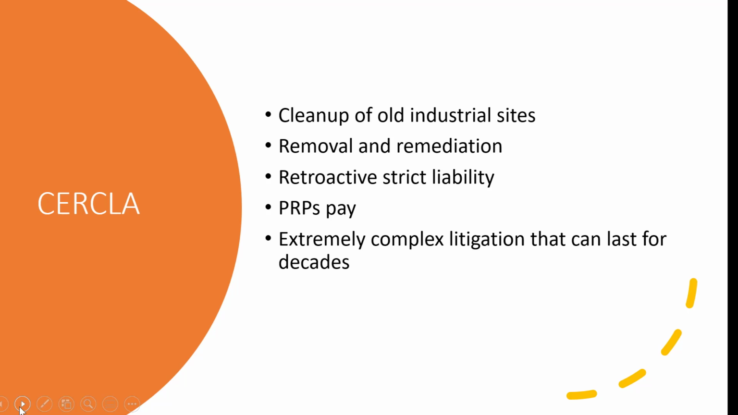It can last for decades, especially when you have old dump sites where you might have hundreds or even thousands of PRPs. I mean, most industrial sites were owned by one or a few companies over time. But the old dump sites are super complex. CERCLA only applies to listed sites. A site has to be listed on the National Priorities List as a site to be cleaned up. So there's a whole process there for listing a site onto the National Priorities List. And there are 1,000 some odd sites on the NPL. As a site is finished and drops off, a new site is added.